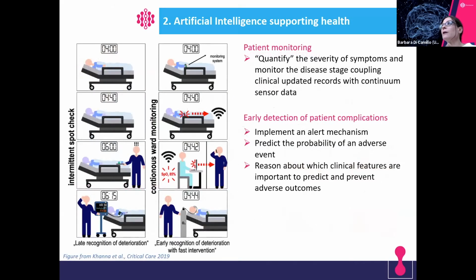Then we want to continuously monitor patients in order to quantify the severity of the disease, the severity of symptoms, and the stage of the disease, coupling routine visits that happen every 3-6 months with continuous monitoring by sensors. And this is really important because this would allow us to implement alert mechanisms that allow early detection of patients' complications and prompt intervention, as you can see in the cartoon, and also allow us to develop predictive models that can alert about an adverse event with some advance, and also allow reasoning about which are the clinical features that are important to predict and maybe prevent adverse outcomes.